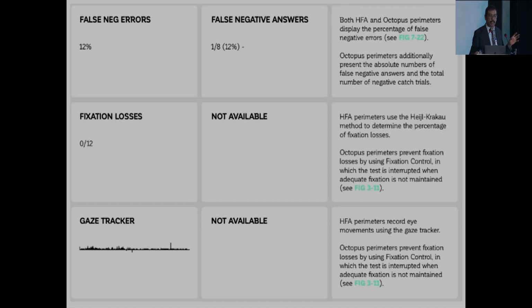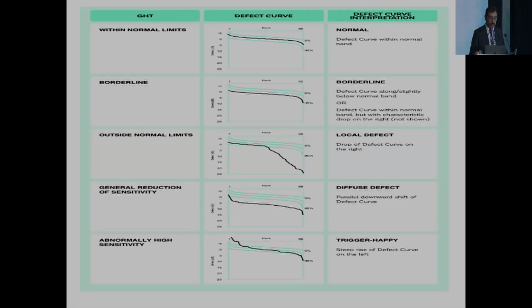Then the fixation losses and gaze tracker will both not be available in the Octopus because the machine automatically adjusts. The moment the patient takes the head away, the Octopus will not do the test anymore. So that is very typical of the Octopus test. So this is the Bebie curve, which gives you the details about how much is the local defect and how much is the diffuse loss in the patient.